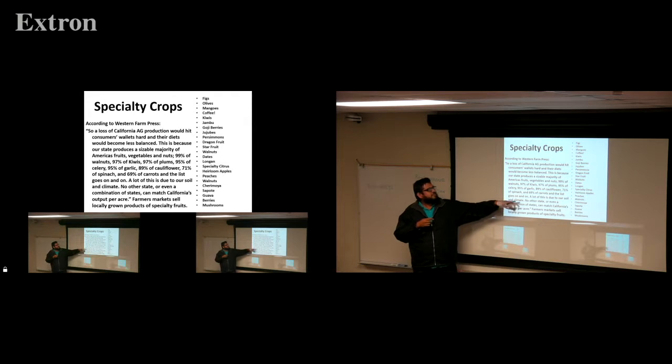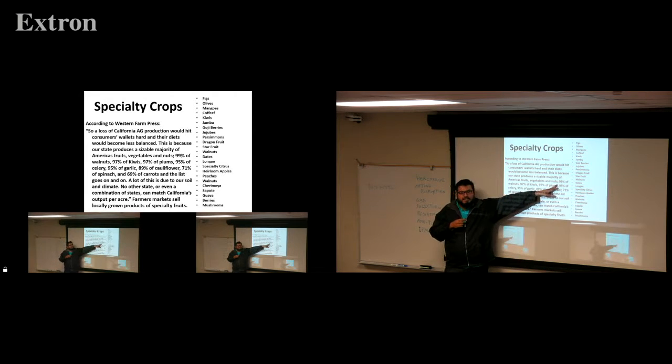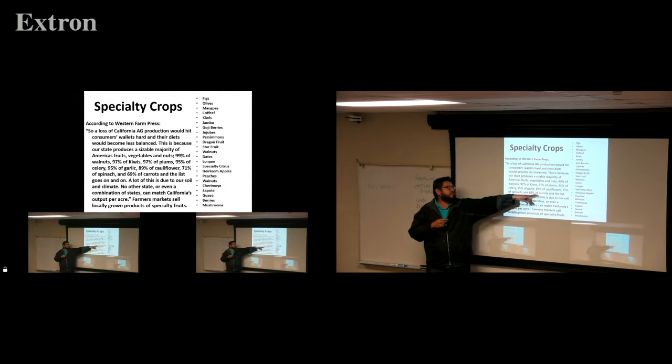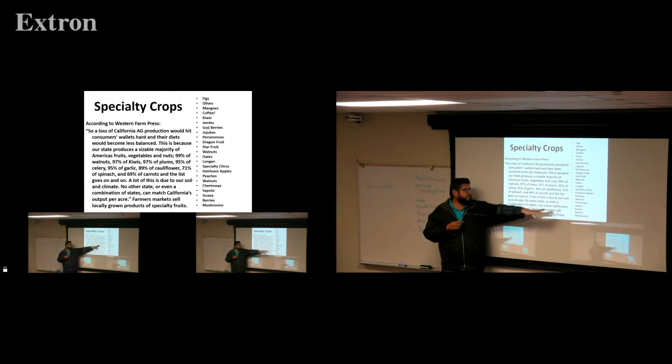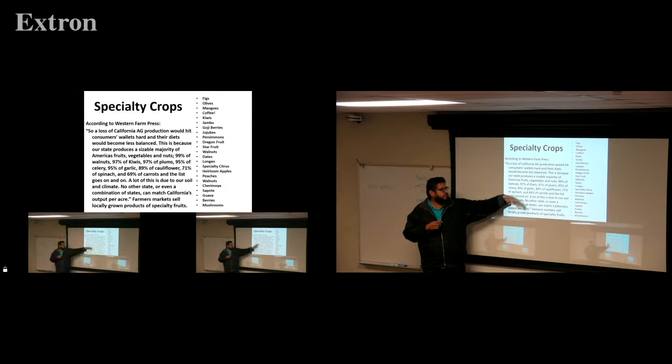Some of the interesting things. Look at the walnut. We grow 99% of all the walnuts grown in the United States. 90% of all the kiwi. 90% of plum. Lots of others, you can't ignore the garlic and the celery, but the top ones are pretty huge. That's a pretty dominant market.